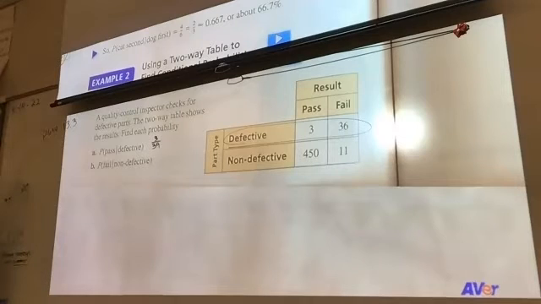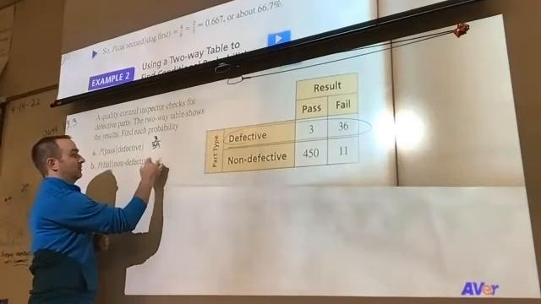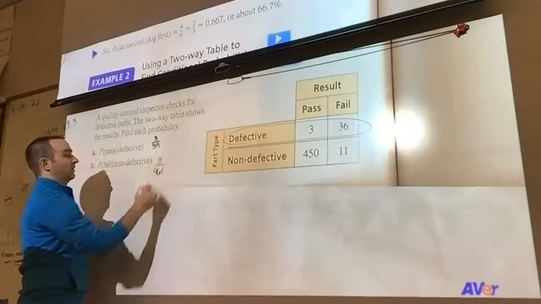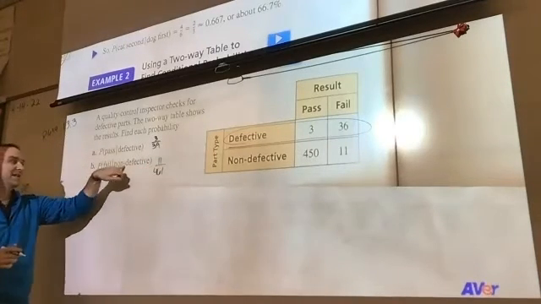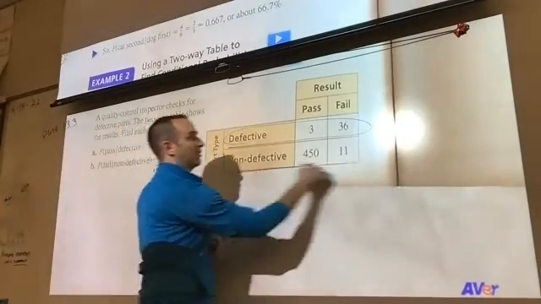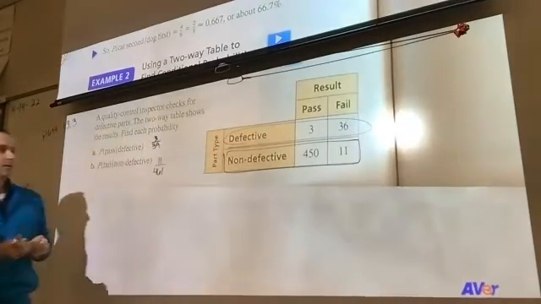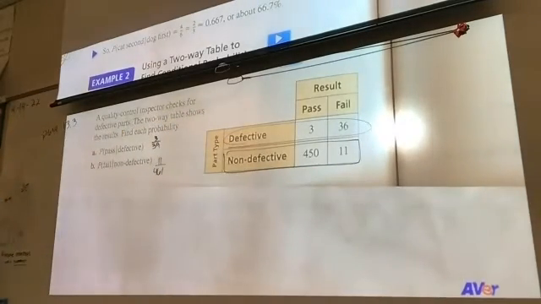All right, so what's our fraction going to be for our second one? For our probability that it fails, given that it is non-defective. There you go. 11 out of 461. Because now we're given that it's non-defective, so we're only looking at the bottom. And we want the probability that it fails, just given that it's non-defective. 11 out of the total 461.